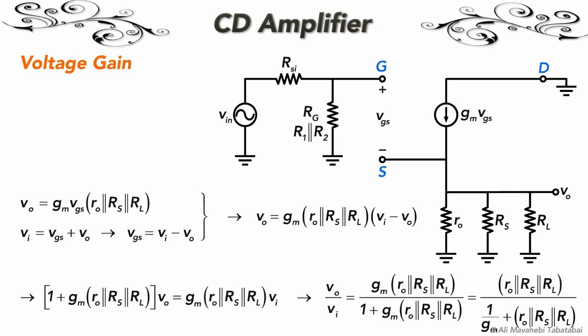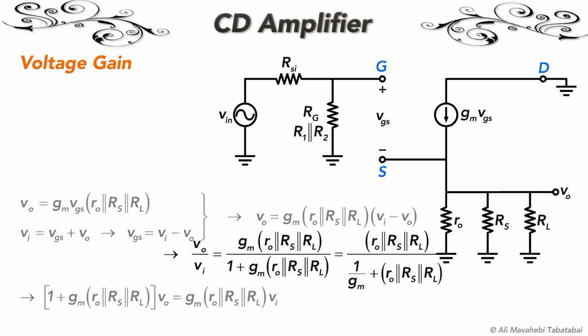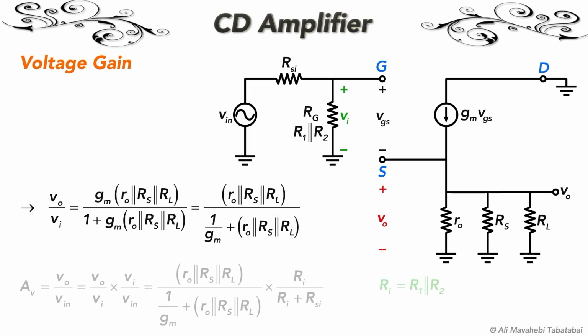The voltage gain is the ratio of the output voltage Vo to the input voltage Vin. We have already found Vo to Vi, and by applying the voltage divider rule, we can express the relationship between the voltage Vi and the input voltage Vin.